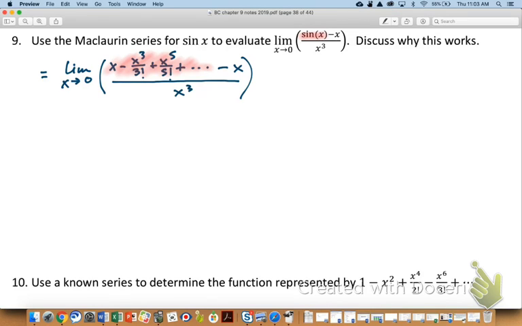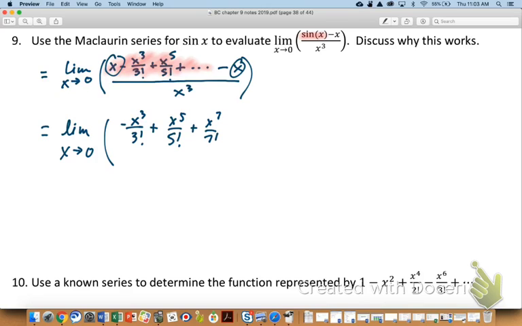Okay. So what's x minus x? This x and this x would add right out, right? So they're not there anymore. And I'm hoping you could do a lot of these algebra steps all in one shot. So I get negative x cubed over 3 factorial plus x to the 5th over 5 factorial. And I'll throw in another term just for good measure: x to the 7th over 7 factorial plus ... all over x cubed, right? Because the x is added out.